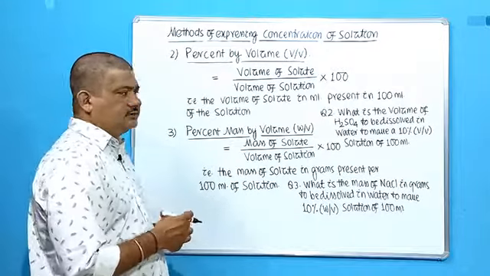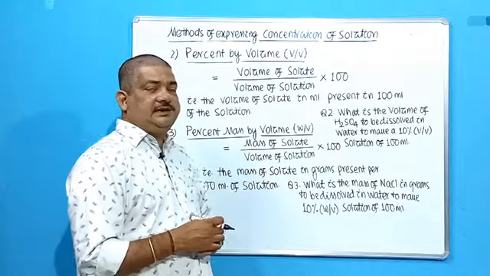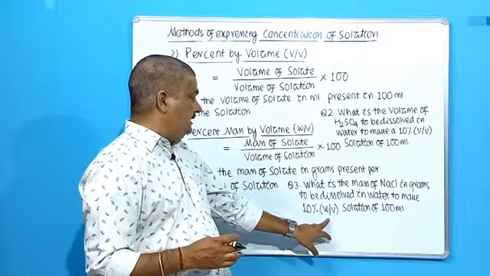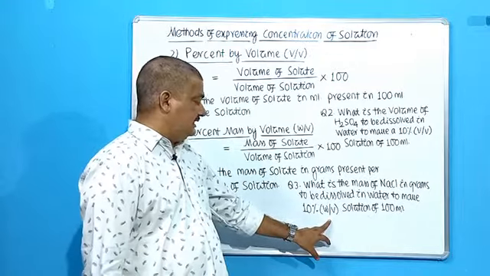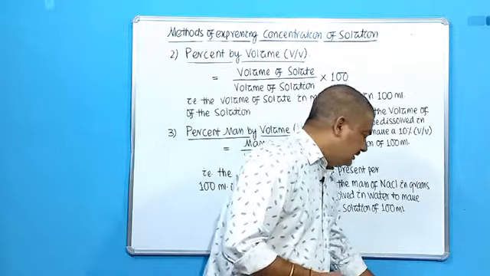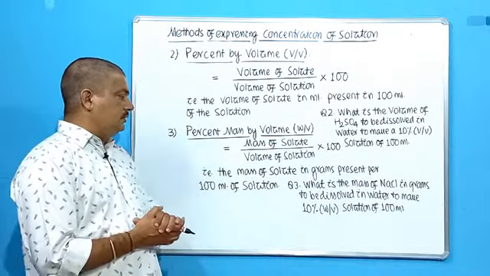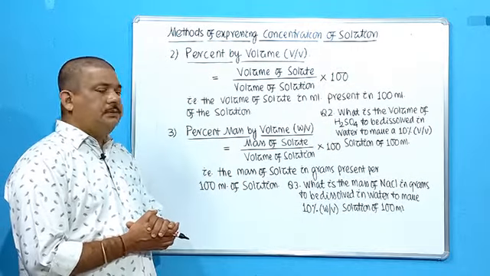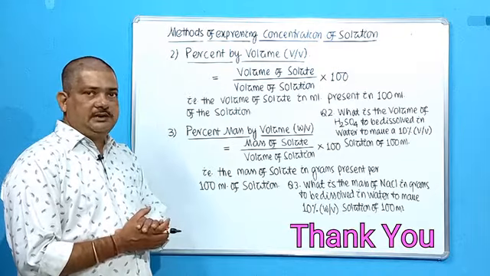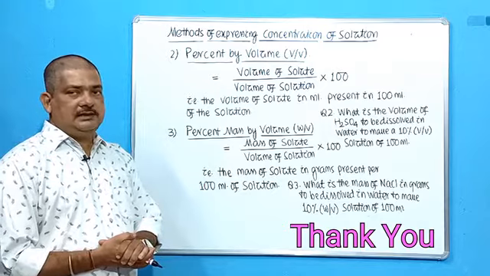Okay. So how much sodium chloride? Sodium chloride is solute here, to be dissolved in water to make it a 10% W by V, that means mass by volume percentage solution of 100 milliliter. So we have to prepare 100 milliliter solution of sodium chloride. So what should be the mass of sodium chloride in grams to be dissolved in 100 milliliter of the solution, so that the solution becomes 10% W by V.